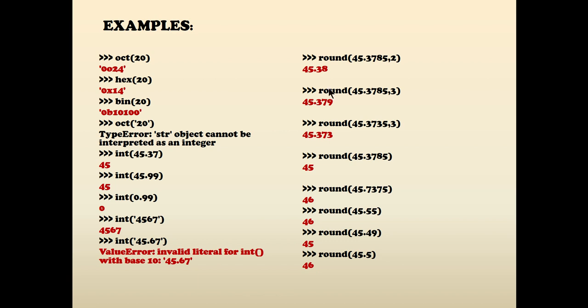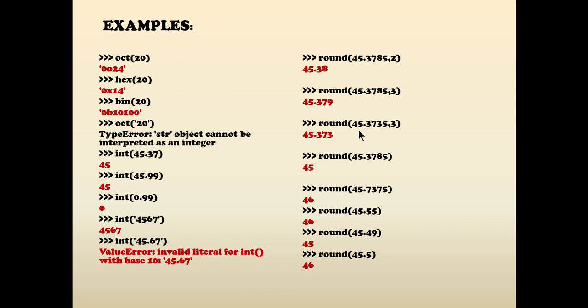I want you to understand that very clearly. This is a very important difference between round and int. Int simply truncates all the decimal portions. However, the round function, according to the digits given, will round, right? So if you give 45.3785 comma 3, here it is 378, three decimal places. Here the 5 will be added to the previous digit, so it is 379, right?